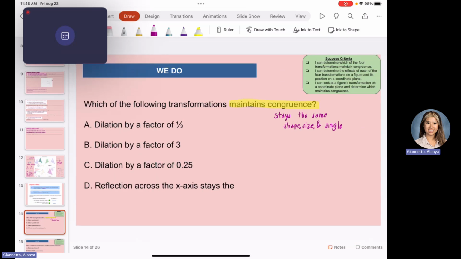Okay, so most of our options, A through C, are all dilation. And we know that dilation does not maintain congruence. It's the only transformation that does not, because that's when the size gets changed, right? It either gets bigger or smaller. So our only correct answer is going to be D, reflection.